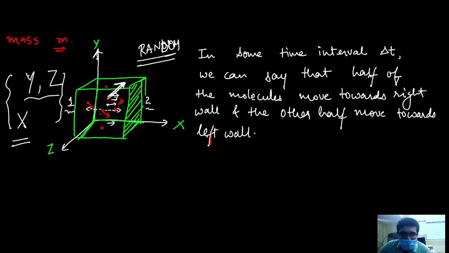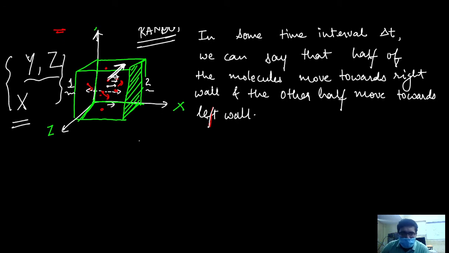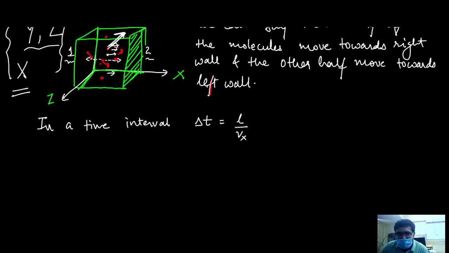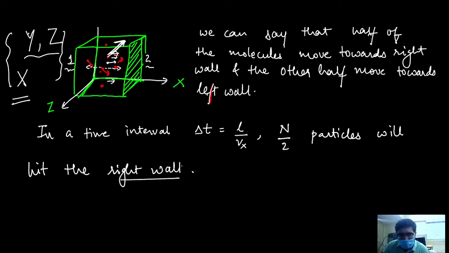So if there are n molecules, then I can say that in a time interval delta t equal to L by Vx, n by 2 particles will hit or will collide with the right wall. This is something very crucial.